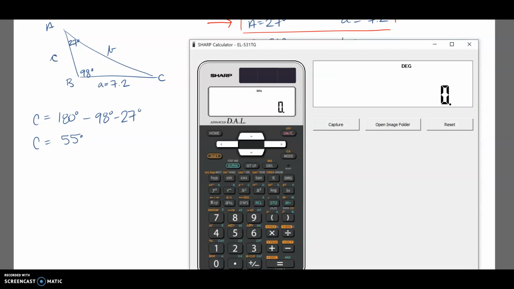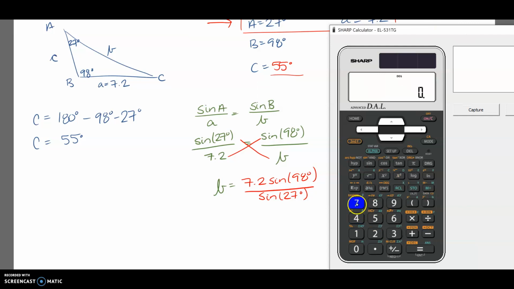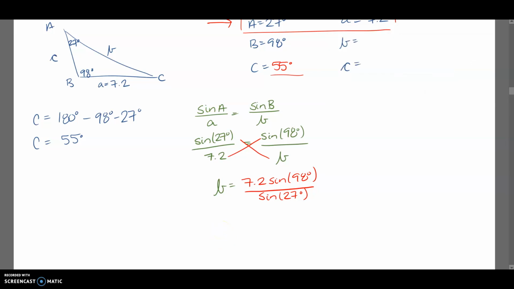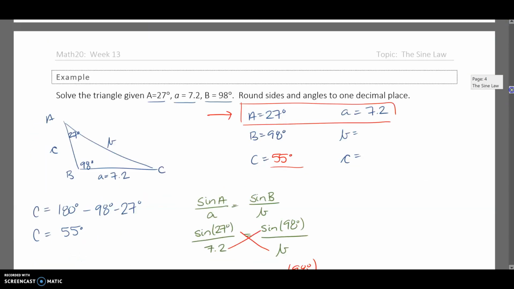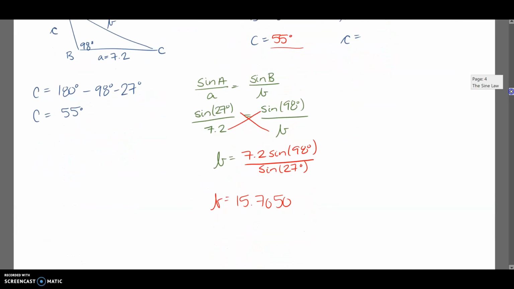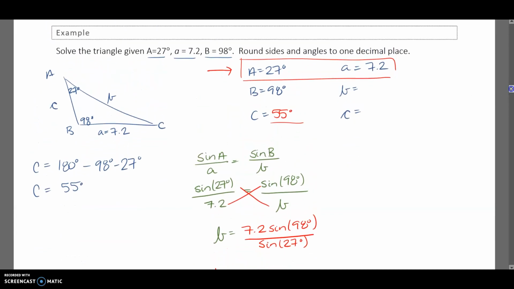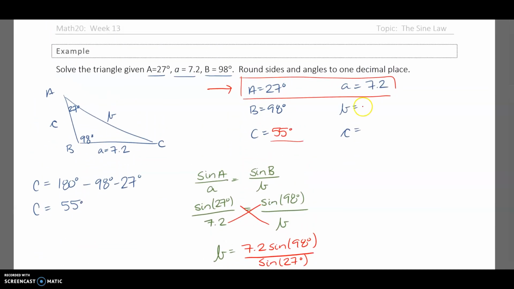Once you've rearranged, put it into your calculator. 7.2 times sine of 98 degrees divided by sine of 27 degrees is 15.7050. I think in this one, let's check the rounding. We're going to round sides to 1 decimal place. Always check each question. So B is 15.7.